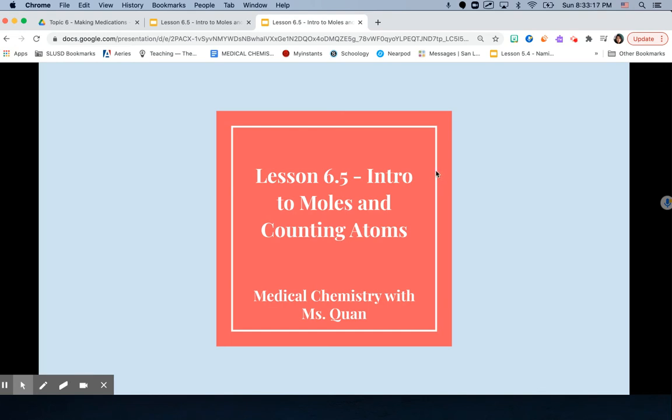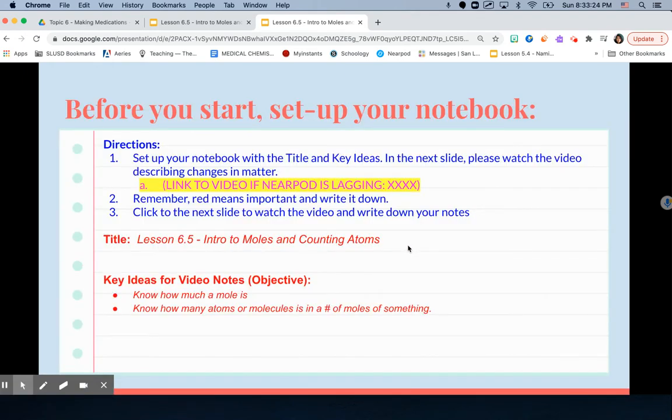Welcome to Nearpod Lesson 6 on Intro to Moles and Counting Atoms. As a general reminder, these are the two things you need to know in this lesson, and then make sure to title your notes this.